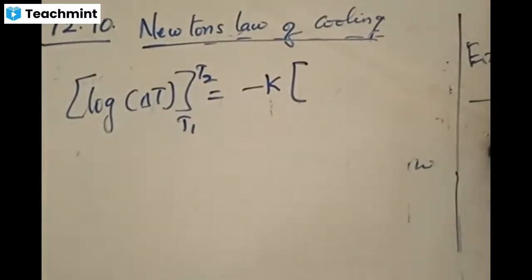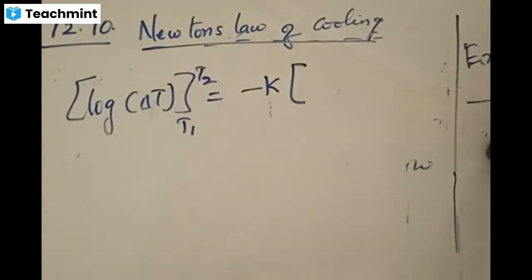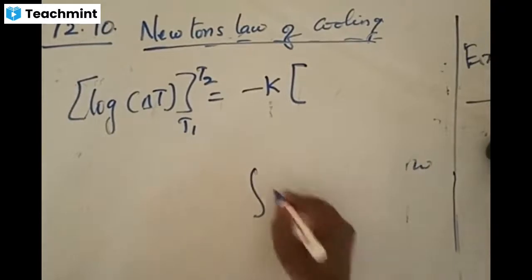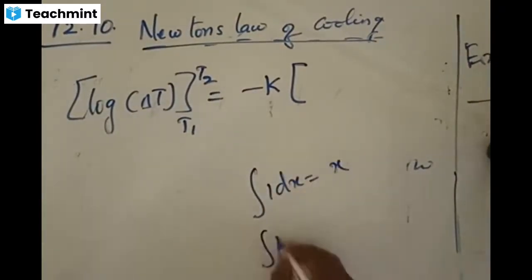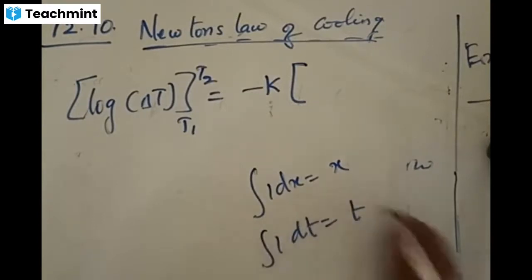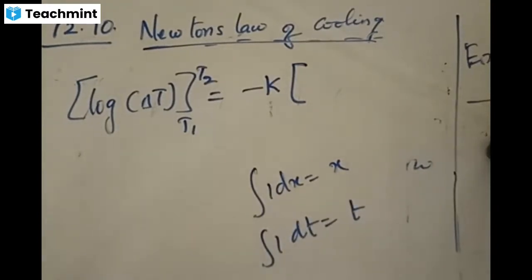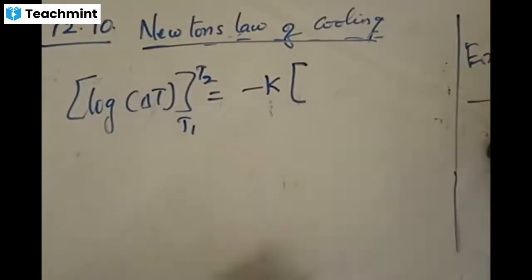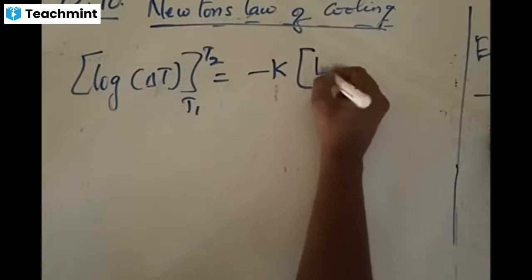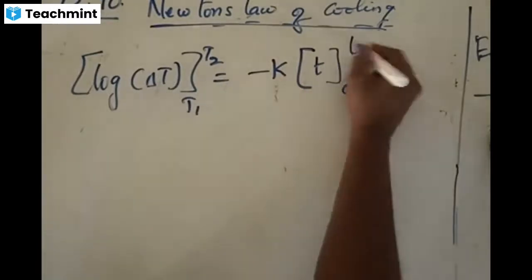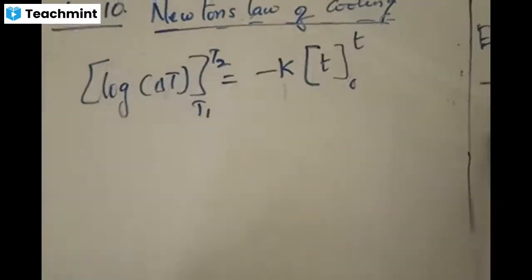Integration of 1 dt. Any answer I can expect from you? This one. Integration of 1 dx is equal to x. Integration of 1 dt is equal to t. Remember these formulas. You should remember these formulas. If not, you can just recap those formulas once again. So integration of 1 dt is equal to what? t, where the change is going to take place from 0 to t.